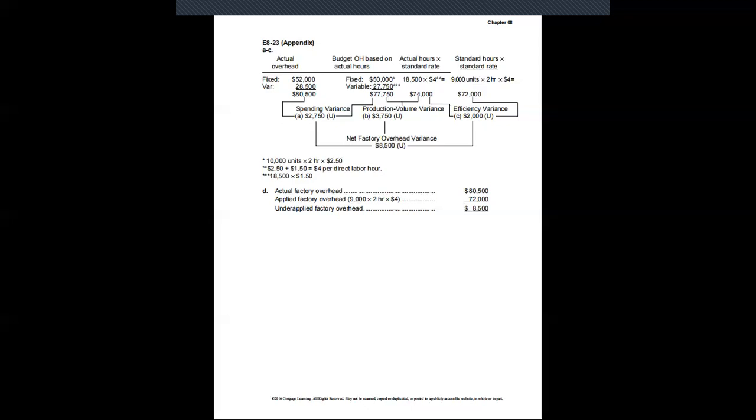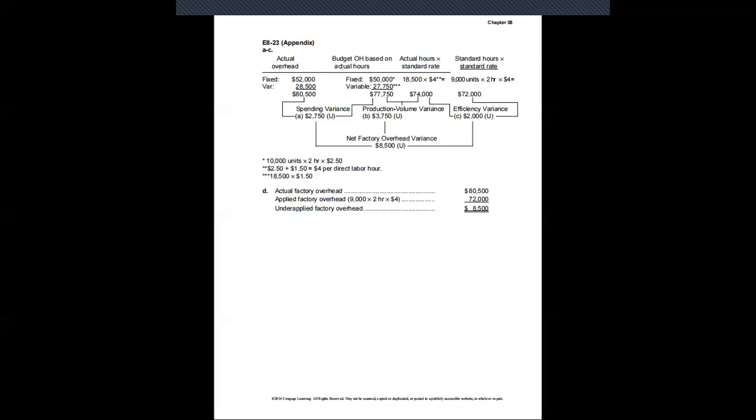For the budgeted overhead based on actual hours, we have 50,000 taken by multiplying 10,000 units by 2 times 250. Then the variable is 27,750. That's the budgeted overhead based on actual hours. So we now get the amount of here total 27,750 and compare with 8,500, you have a difference of 2,750. That's your spending variance.